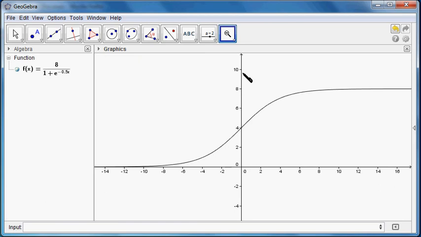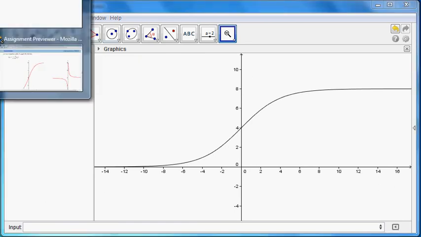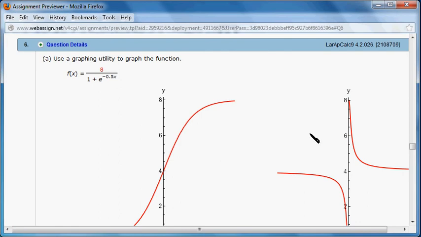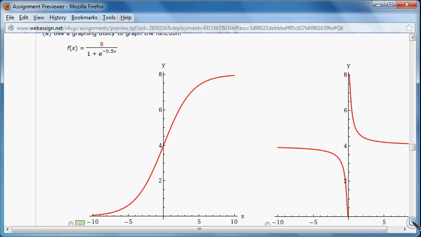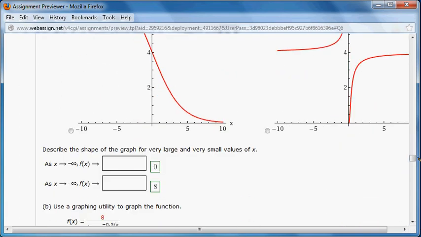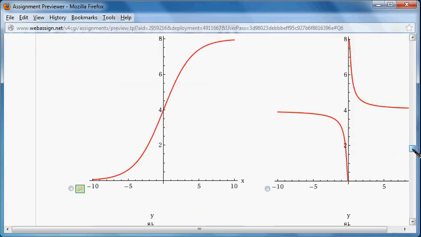So let's choose the correct one. You can see that here, it looks like part A would be the one we want. So we know that this is the answer, and that's the right one.